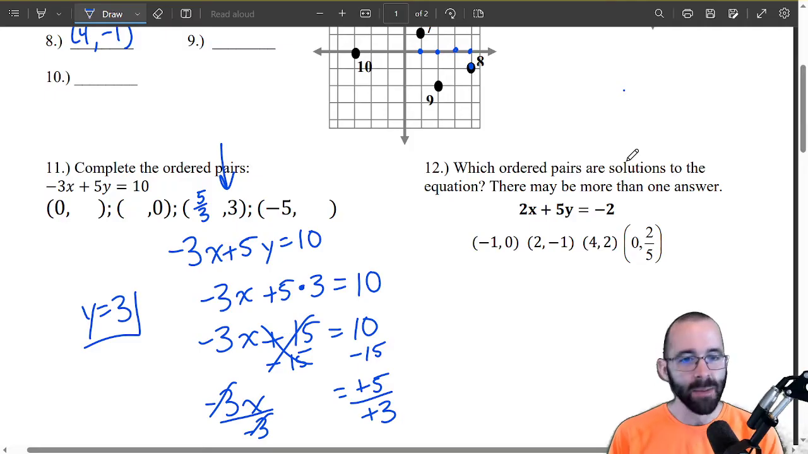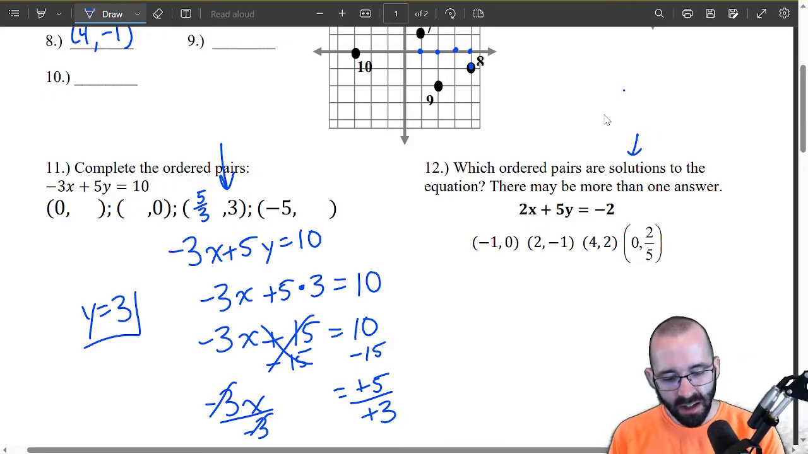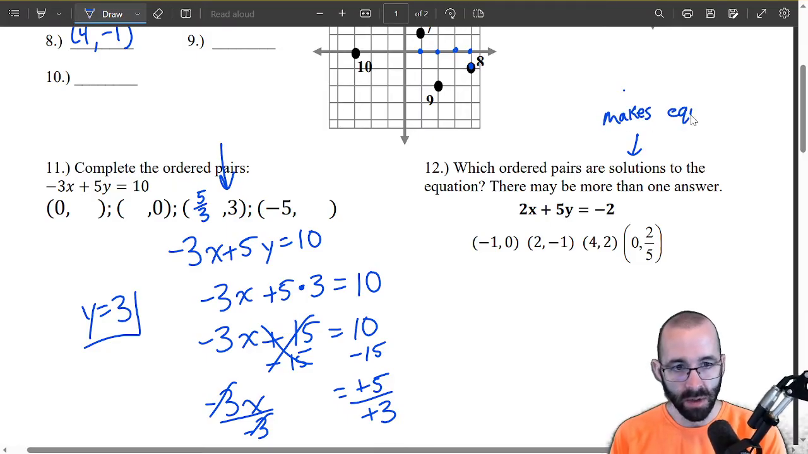Let's look at one of these from number 12 too. So I kind of said number 12 earlier. What ordered pairs are solutions? Solution just means makes the equation true.